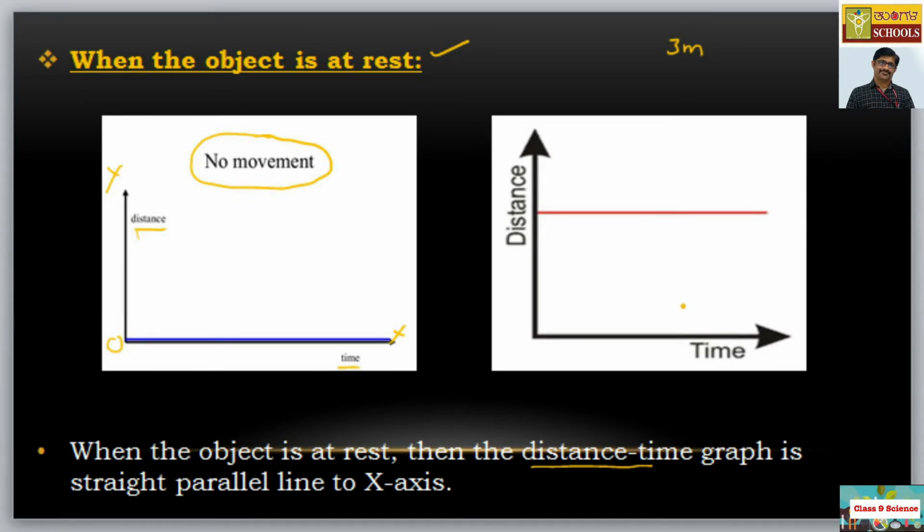Hope you are getting this graph right. When the object is at rest or when there is no movement, the distance time graph shows a straight line parallel to the x-axis. Hope you are getting this right.